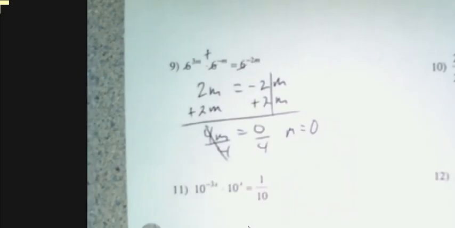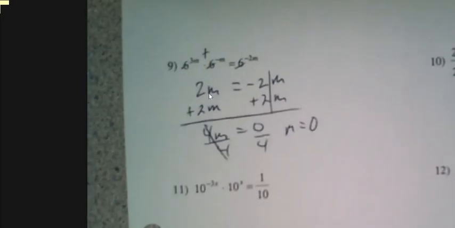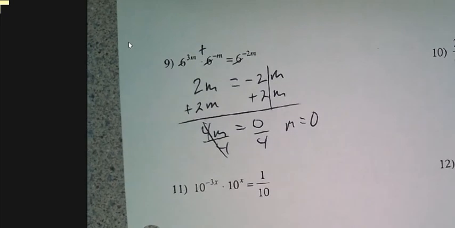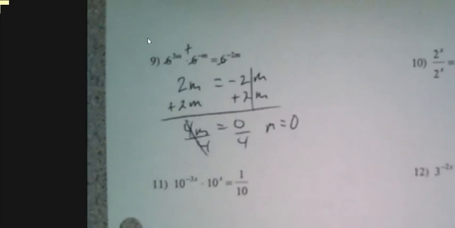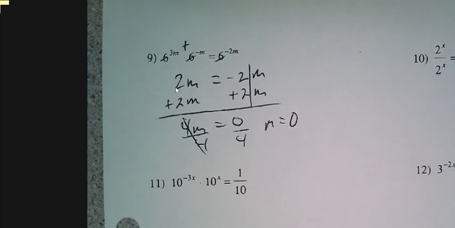All right, so again, when you have powers with a common base, go ahead and add those exponents. You can go ahead and cancel the bases if they're the same, and solve. And we got m equals 0.